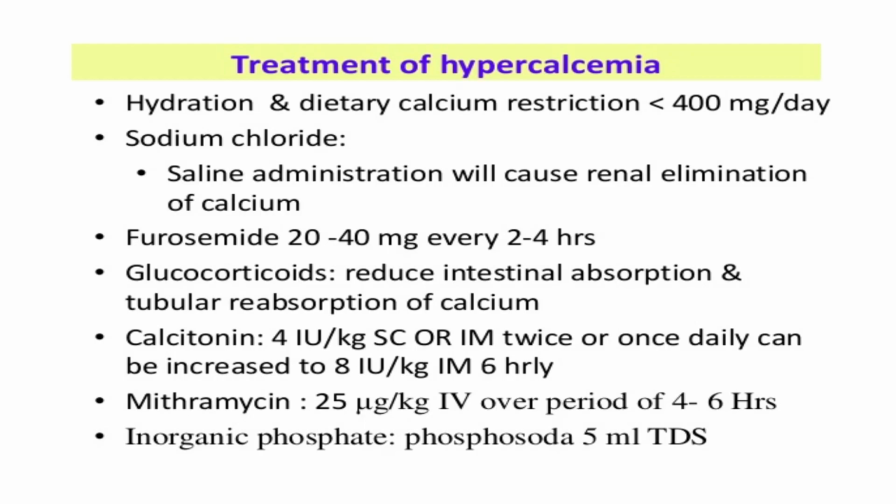Then another empirical drug used is mithramycin. Mithramycin is primarily an antibiotic, but administered in a low dose of 25 micrograms per kilogram, it can reduce the calcium level in certain patients. But again, not a very popular option. The best options we can manage in our setting would be saline and maximum diuretics like furosemide, and maybe glucocorticoids.